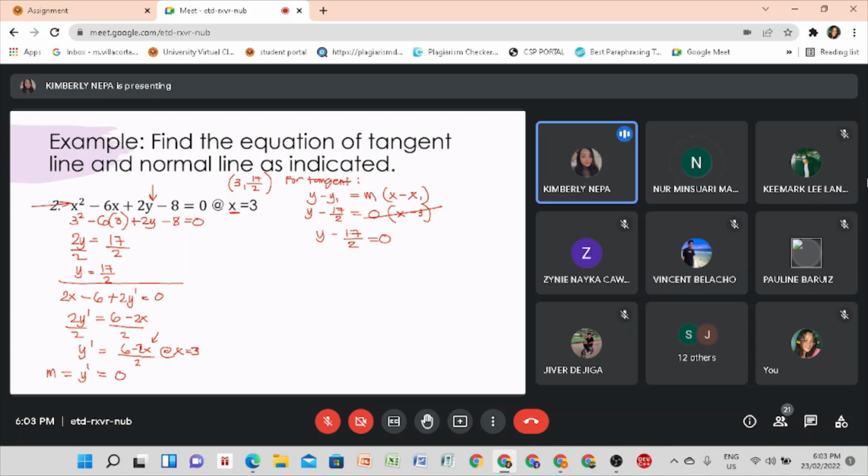And I don't want answers that have fractions, so you have to modify this. Though it's already equated to 0, you have to change this without the fraction. So how do we eliminate the fraction? Multiply both sides by 2 po. Okay, very good. Multiply both sides by 2. So this becomes 2y minus 17 is equal to 0. So, this is already our equation for the tangent line.